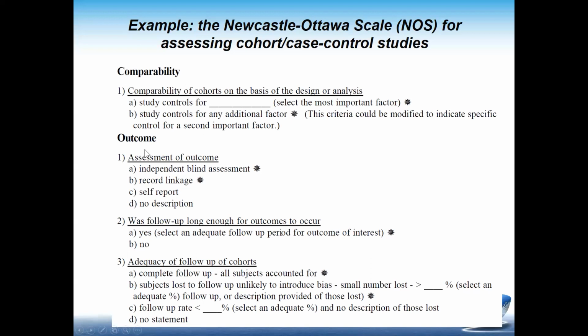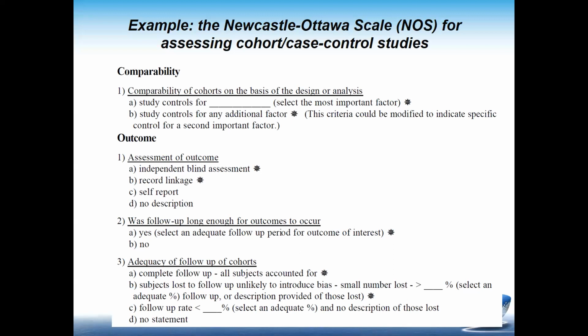Okay, and the third component is outcome. How was the outcome assessed? How was it ascertained? Self-reported, or linkage to medical record, or independent blind assessment by a group of researchers or experts? Okay, so if the answer is A or B, you can give an asterisk to this question. And how long was the follow-up? Was it long enough for the disease to occur? Let's say for a cohort study, okay? A cohort study looks at the incidence of disease, right? For example, cardiovascular disease usually takes several years to occur, 5 years or 10 years.